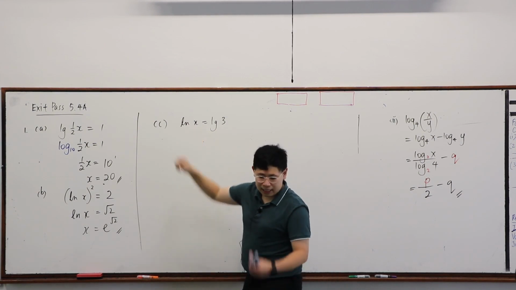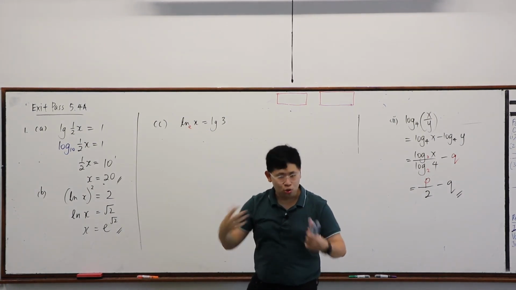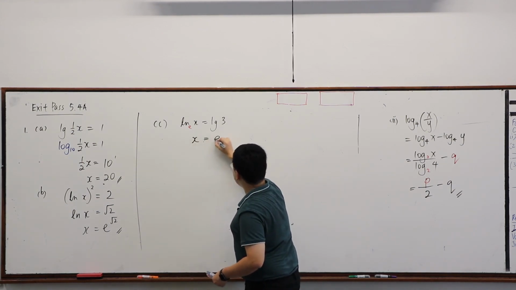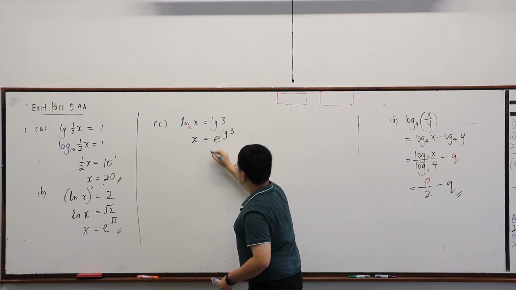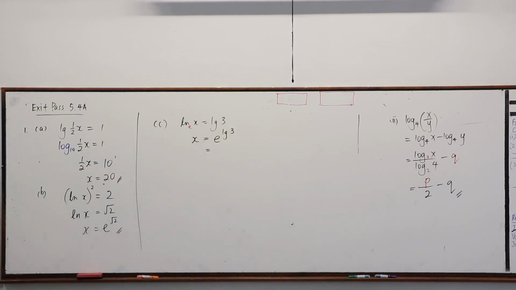And this base e is the annoying one, correct? So we just need to remove the shoe. The shoe is your base e. So x is equal to e to the power of log 3. So if you want, you can use your calculator to get the answer in 3 s.f. So what's the answer in 3 s.f.?